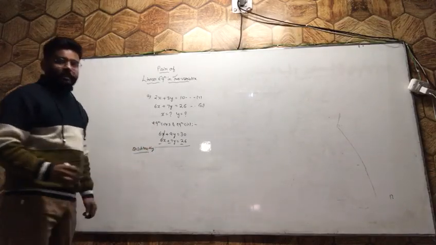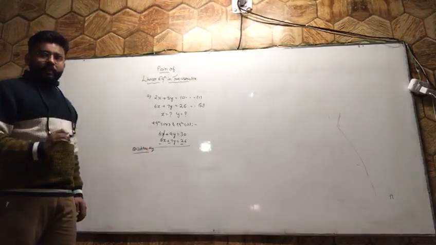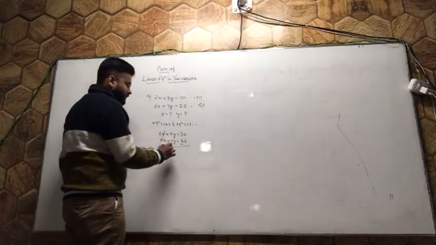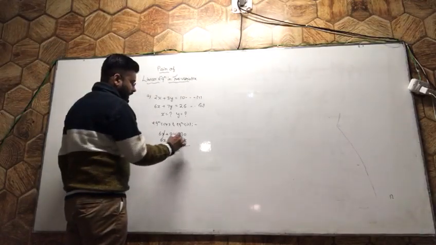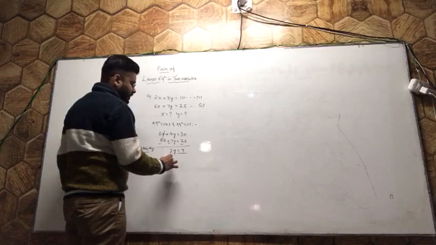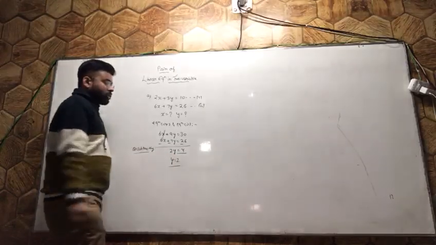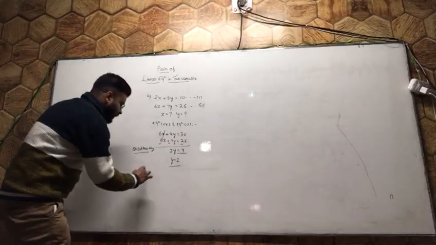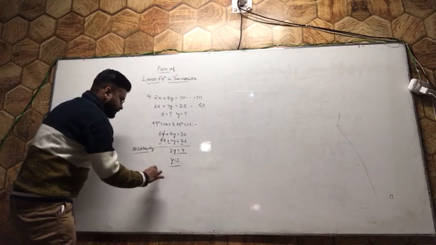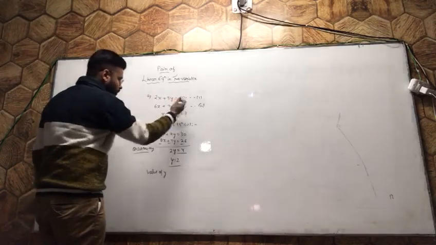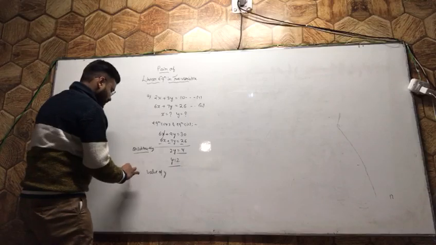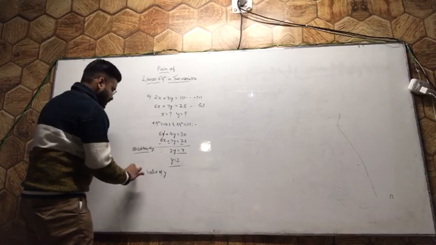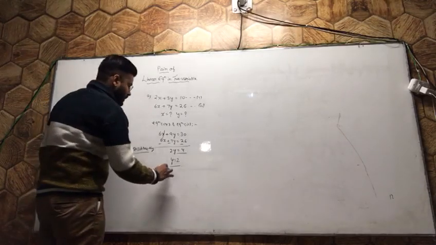6x plus and 6x minus both will be cancelled. 9y minus 7y, that will be 2y. 30 minus 26, that will be 4. So y will be 2. We will put the value of y in any of the equations, 1 or 2. Putting value of y in 1.